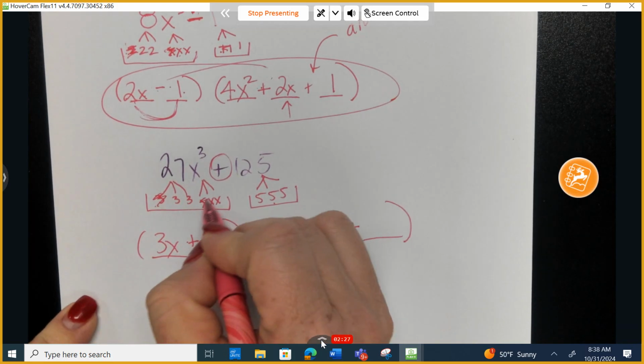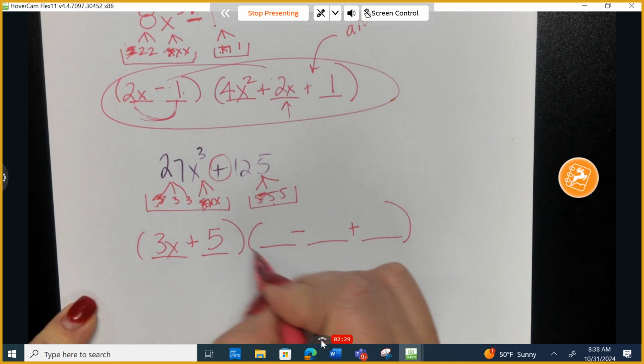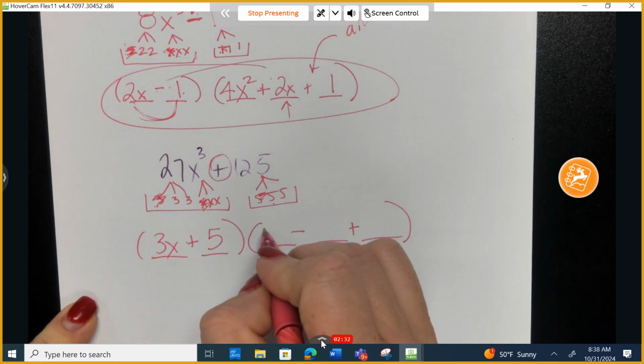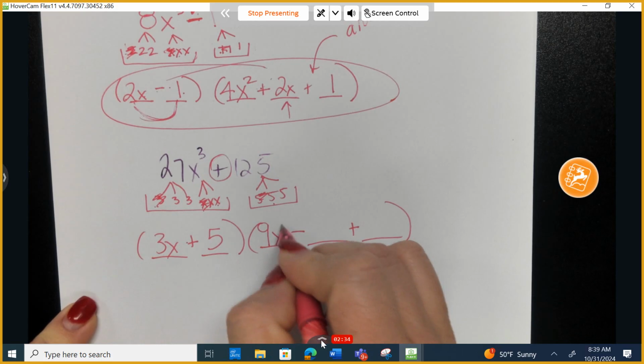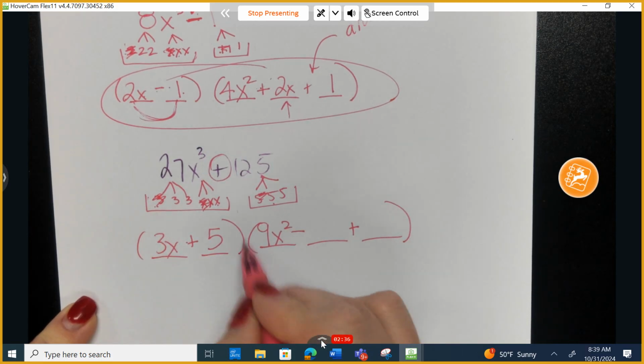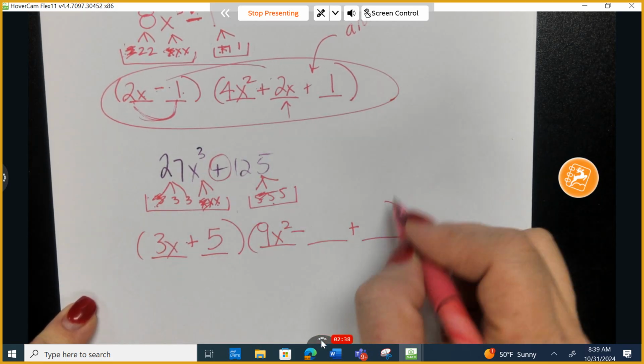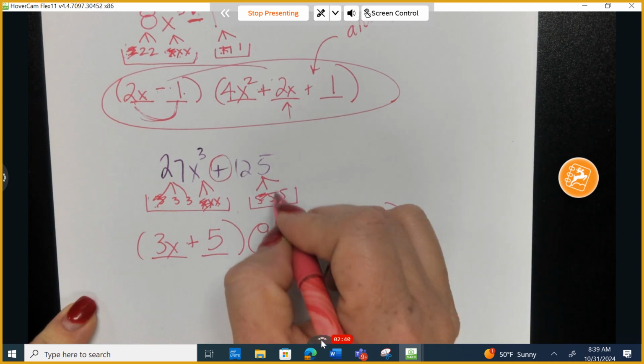I've used a 3 and an x, and I used a 5. So I have 2 remaining 3's. We do not add them. We always multiply. 3 times 3 is 9. X times x is x squared. This comes from the front. It goes into the front. This comes from the back, and we multiply and place it in back.